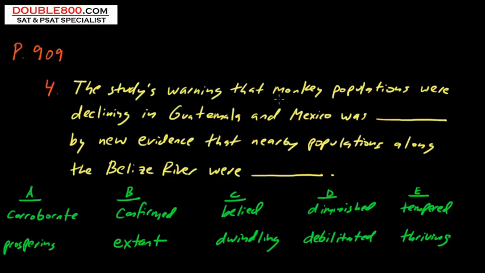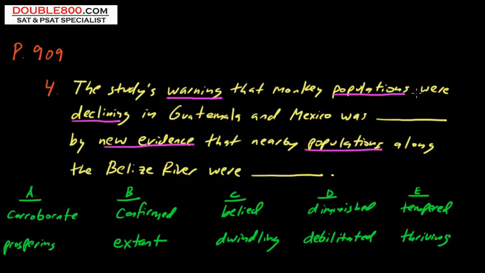The study's warning that monkey populations were declining in Guatemala and Mexico was blank by new evidence that nearby populations along the Belize River were blank. So let's take a look at the key words. The study's warning that the populations were declining in these areas was blank. And then by new evidence that nearby populations were blank.